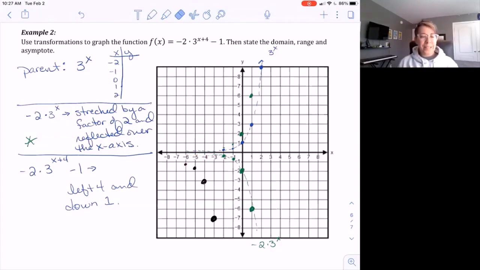So before I connect the dots, remember the parent function had a horizontal asymptote at y equals 0, which means if the whole function moved down 1, that includes the asymptote. So I have a horizontal asymptote here at y equals -1. That will help me when I draw and connect the dots for this function to know that I need to stay below y equals -1.